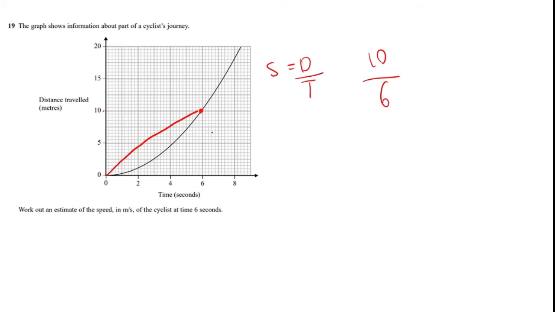It's asking what is the speed at exactly 6 seconds. So we need to attempt it a different way. What we actually do is we look at this 6, and we need to try and work out what is the gradient of that line at that point, and that gradient will tell us the actual speed of it.